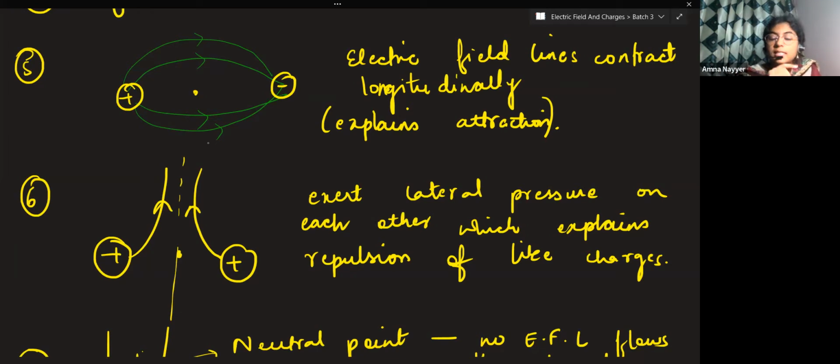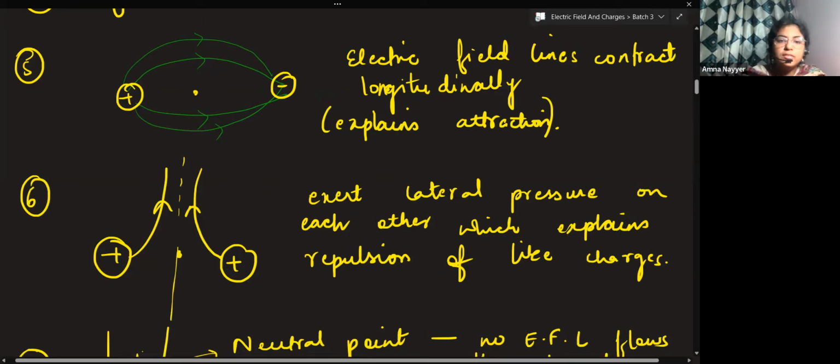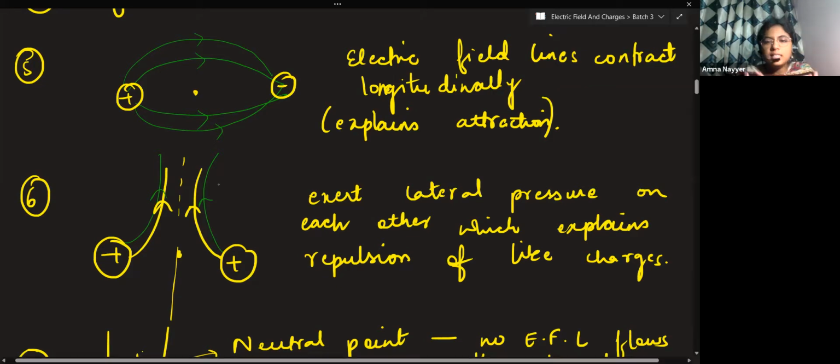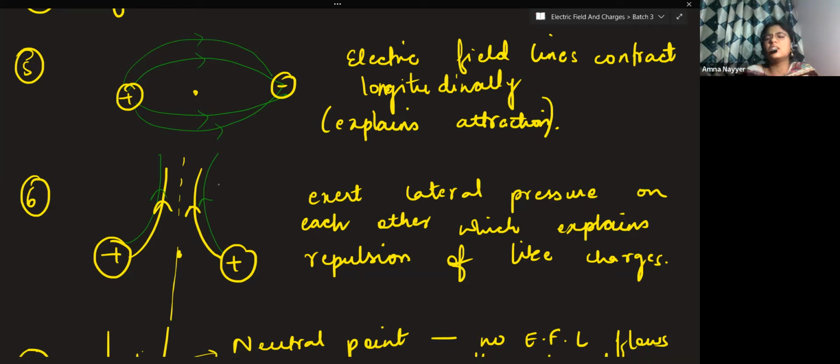Regarding the sixth point, for a positive charge, this will be the direction of electric field lines. But if electric field lines from two like charges are moving in this manner, they are going away from each other. They won't be coinciding, they cannot coincide, and both of them are moving in the same direction. So the pressure generated in this manner because of the movement of electric field lines away from each other, we call lateral pressure. So this is longitudinal contraction and this is lateral pressure. It's just a term that you should remember theoretically. Otherwise, this is of no use to you.